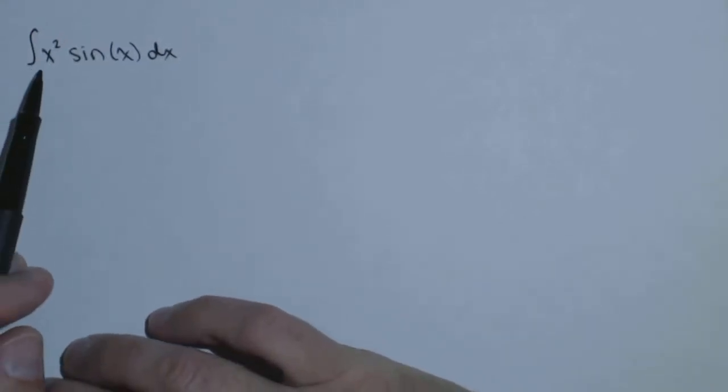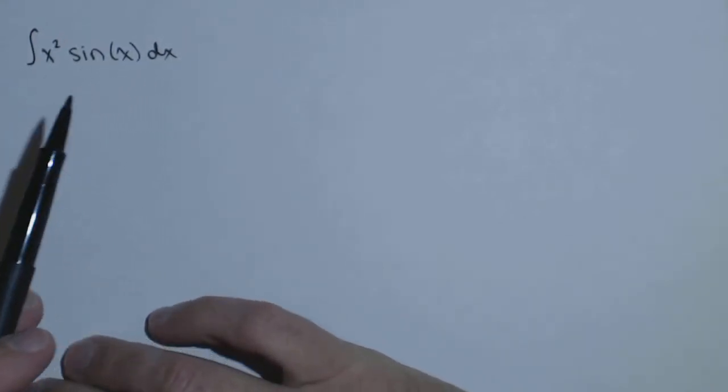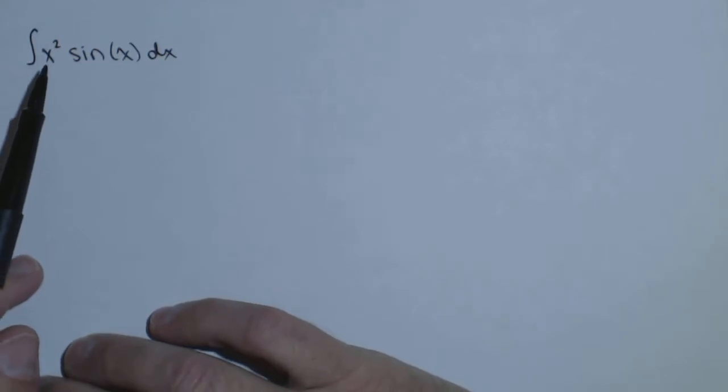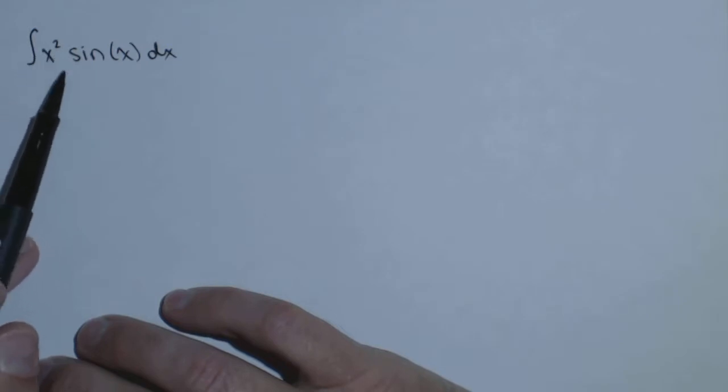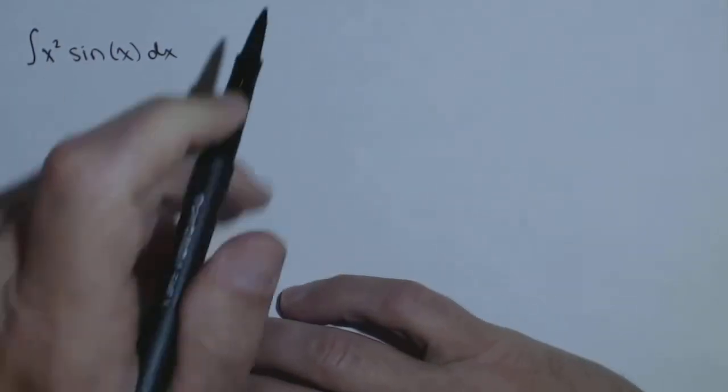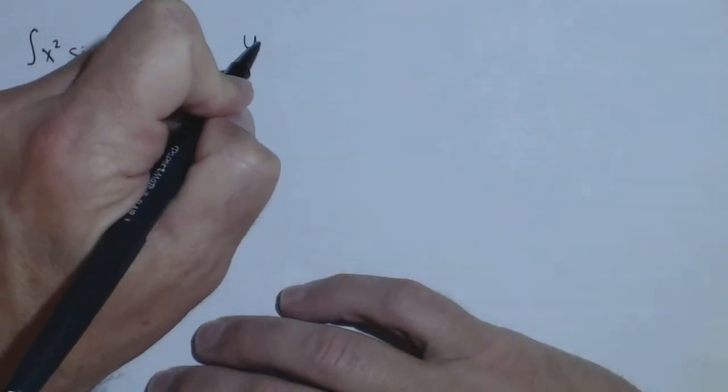So we're going to find the antiderivative of x squared sine of x dx, and we're going to use integration by parts. Now, we'll actually need it twice because of the x squared, because it's going to take 2 rounds to get rid of that x squared. So let's see what that'll look like.